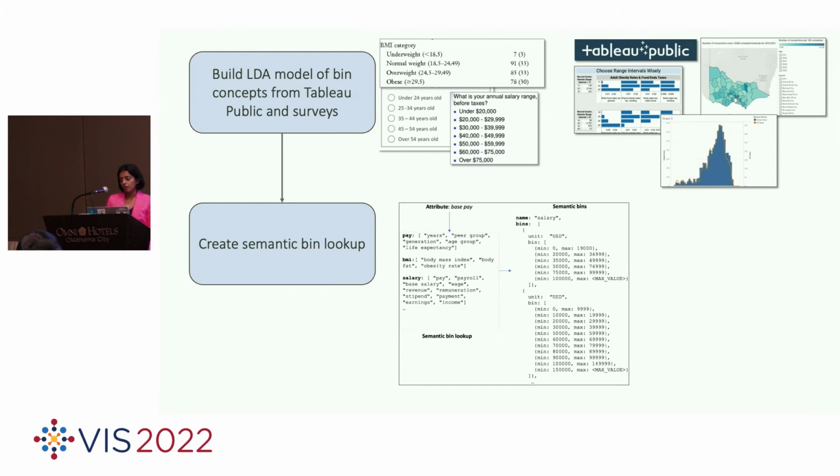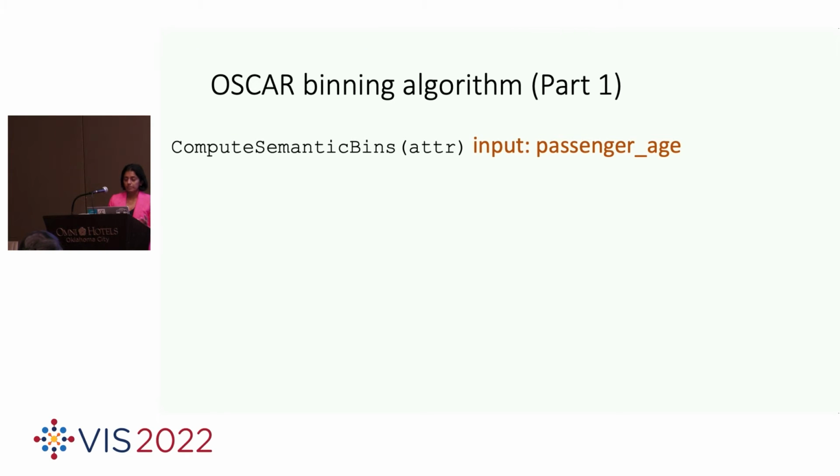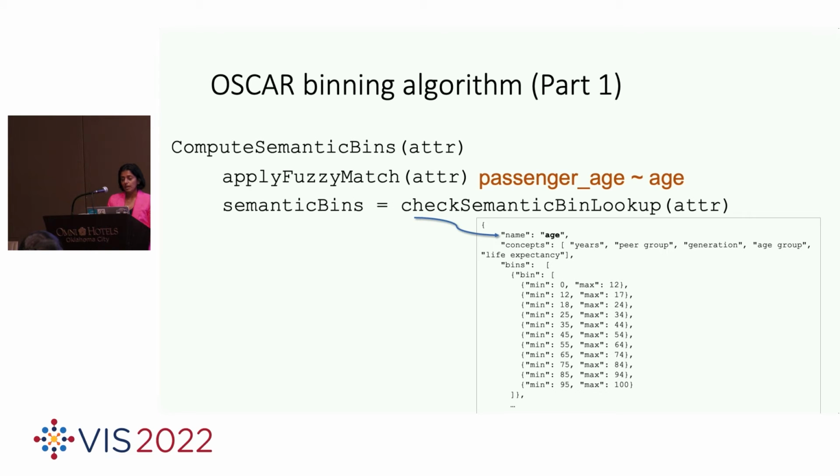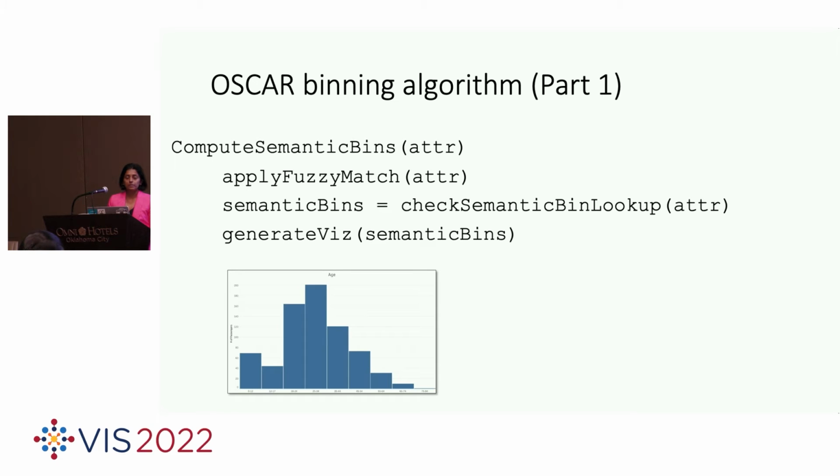So for each bin concept, we have a label name and a set of related concepts such as synonyms, along with sets of possible bin breaks. We first take an attribute like passenger_age and check if we can compute semantic bins. We apply fuzzy matching and lemmatization to match the attribute to a bin concept, age in this case, that is found in the semantic bin lookup table. And if there's a match, these bins are applied to the attribute to generate a corresponding visualization as shown here.